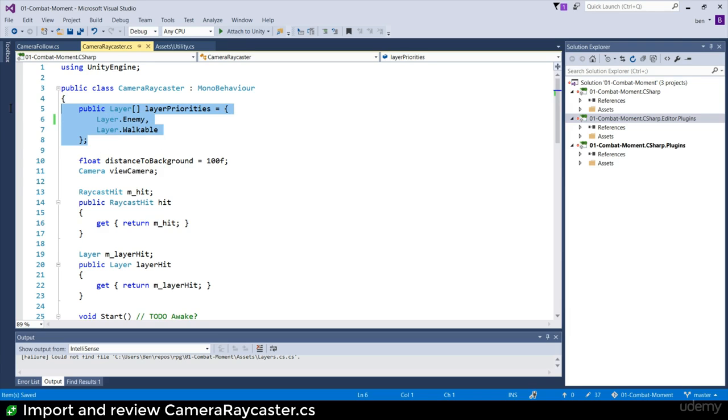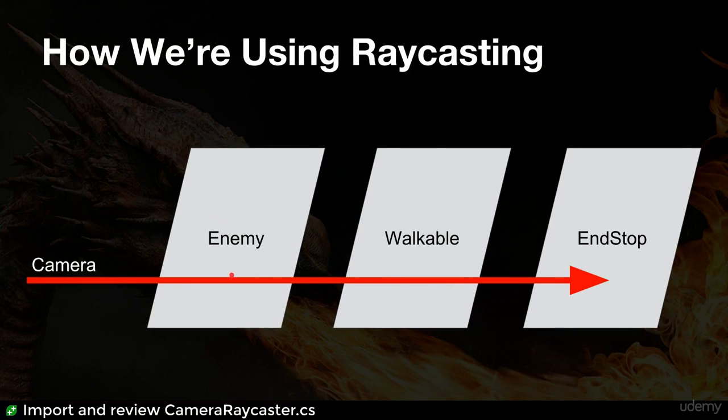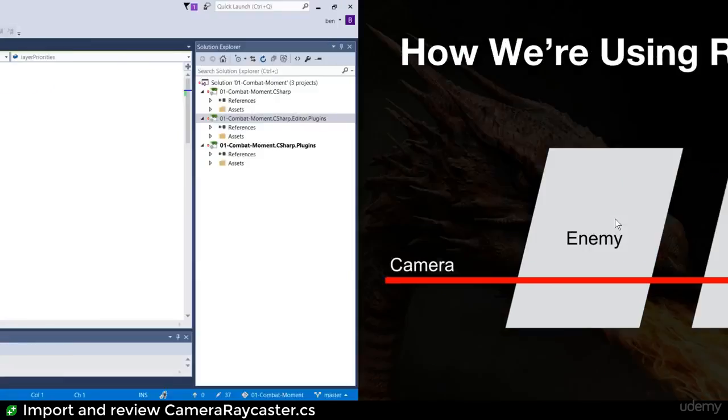What is it going to do? So this just initializes a variable length array of layers that tell us the priority. Remember the slide? We're saying that the highest priority is enemy, because if you click on an enemy, you don't want to necessarily walk to him, but you want to attack him, or the system wants to know at least that you're going to attack him. In fact, shortly we're going to be introducing a sword when you're hovering over an enemy versus a different cursor when you're over walkable ground. The next priority is walkable and then the end stop.